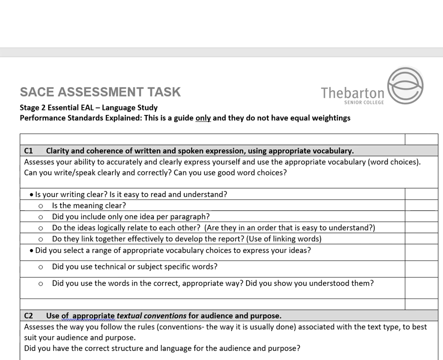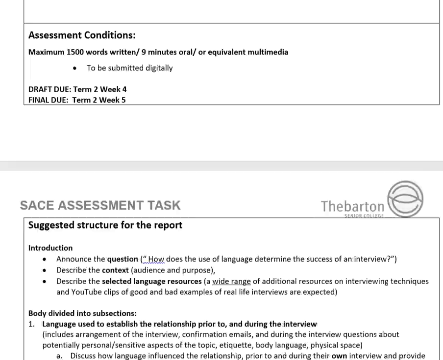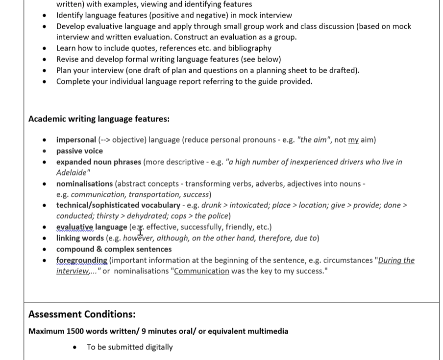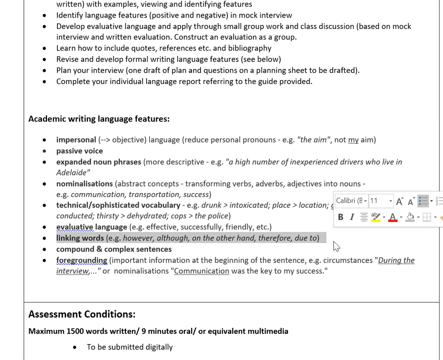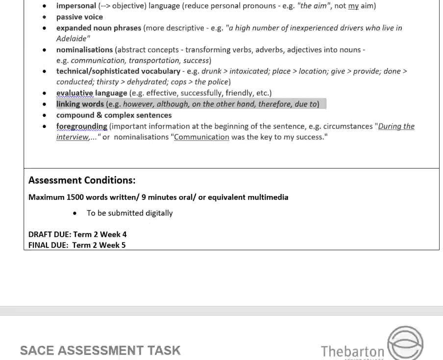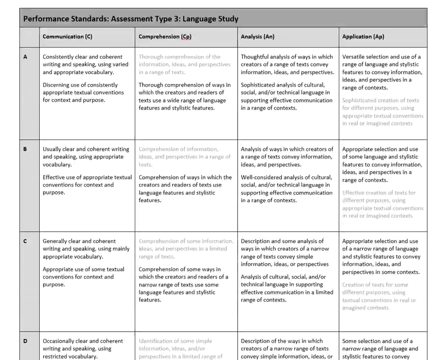So if we go back up in the task sheet, just wait a second. If we go back up to our academic writing features, you can see here we've got linking words like however, although, on the other hand. These are being able to use some of those things.